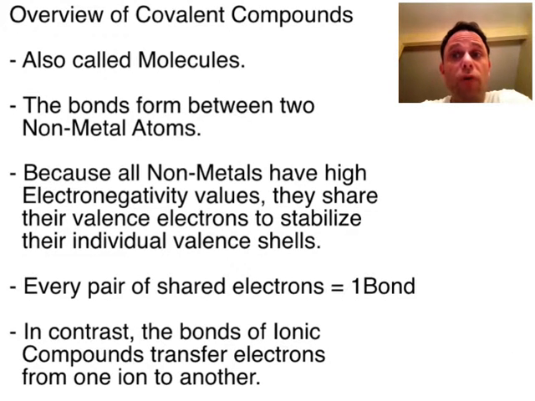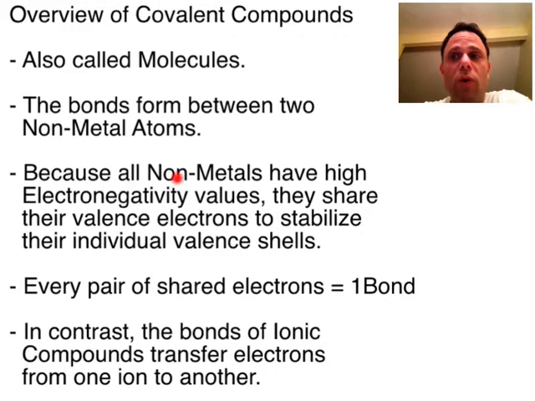But first, let's go over a few things. Covalent compounds are also called molecules. Every time you hear covalent compound, think molecules and vice versa. The bonds form between two non-metal atoms. So that's in the upper right hand corner of your periodic table minus group 18, which are your noble gases.